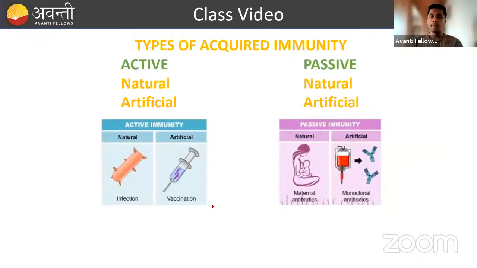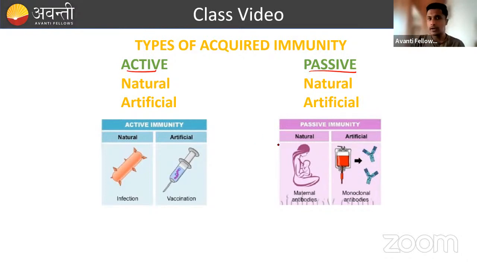All right, students. Acquired immunity is a specific immunity. We already know this now. So let us talk about the two types of acquired immunity. How do we gain this acquired immunity? A person can become specifically immunized in two ways. One is the active way, the other is the passive way, which we call active immunity or passive immunity.